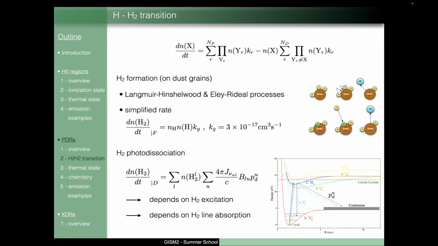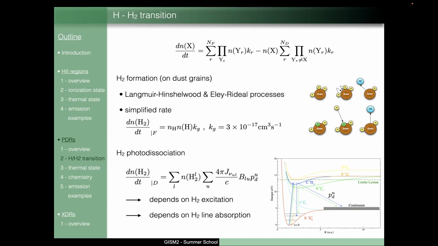So now that we know that, we can finally try to apply it to some real case, and we can start with the H to H2 transition. So typically, if you want to compute the abundance of any species at any point of your PDR, what you have to do is to solve this equation, which basically, sorry, there is a 0 at the end when we are at equilibrium.